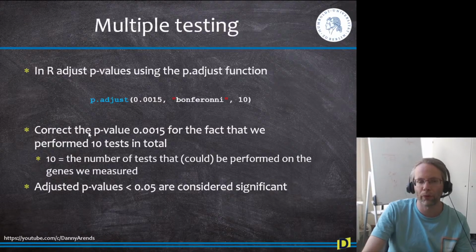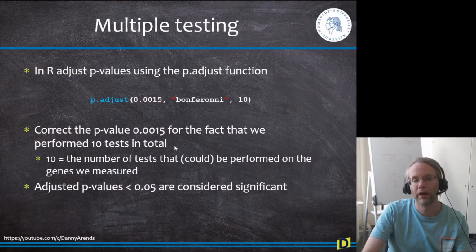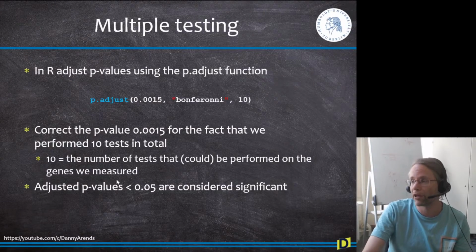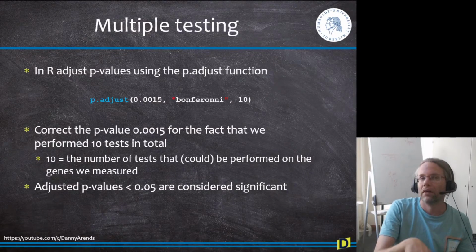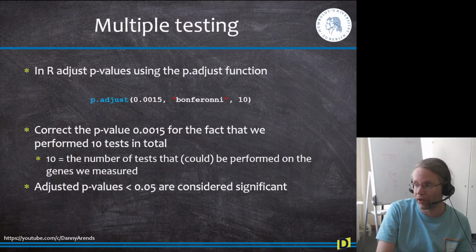Right? So this will correct the p-value for the fact that we performed 10 tests in total. So the 10 is the number of tests that could be performed on the genes we measured. And of course, the number of statistical tests that you did is always going to be the maximum number of tests that you could have done. Right?